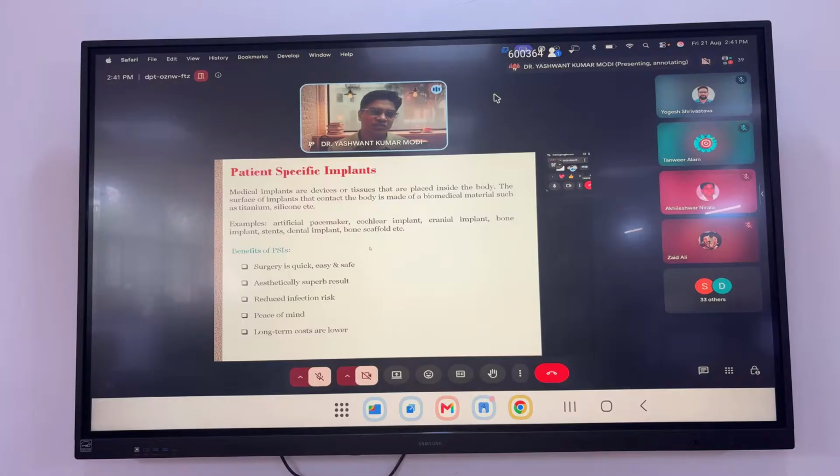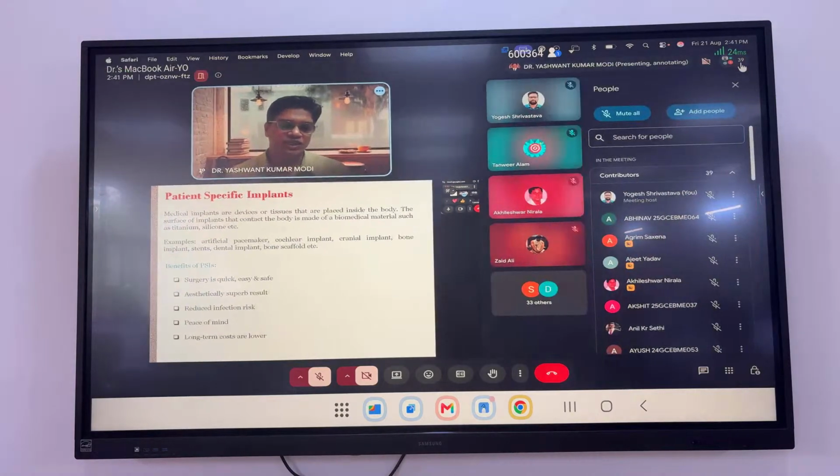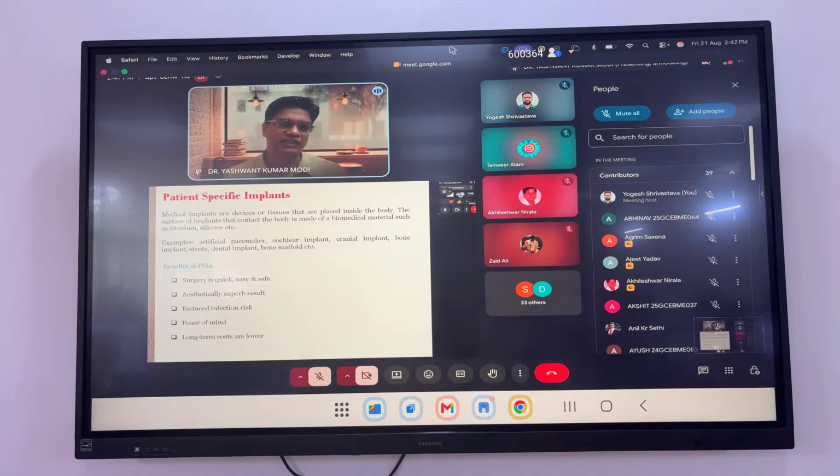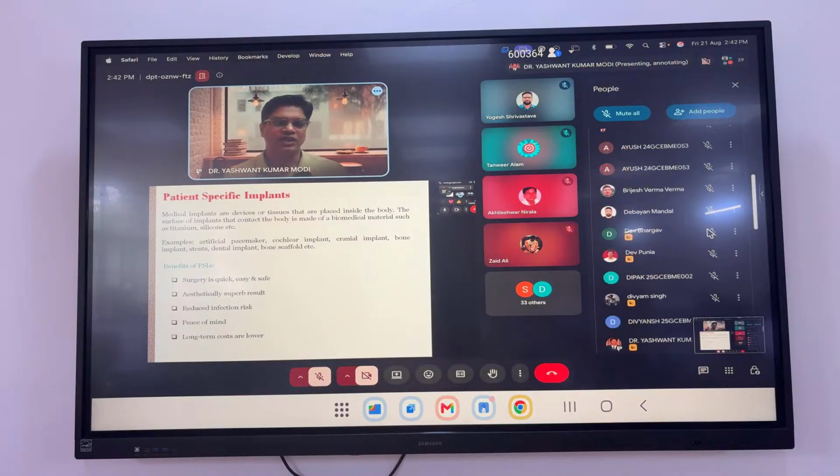So there are many benefits of this kind of patient-specific implant. The first is that surgery is quick, easy, and safe because everything is known in advance. The doctor has already customized the implant. What kind of implant, what is the anatomical shape of the implant, or what is the conforming surface of the implant?